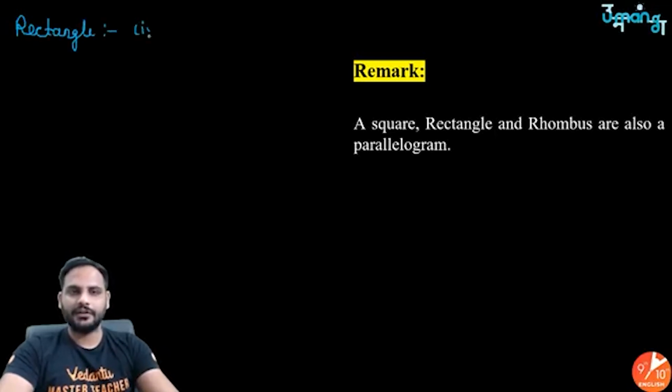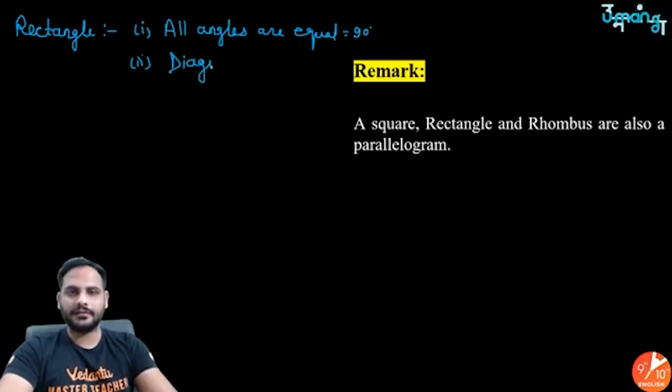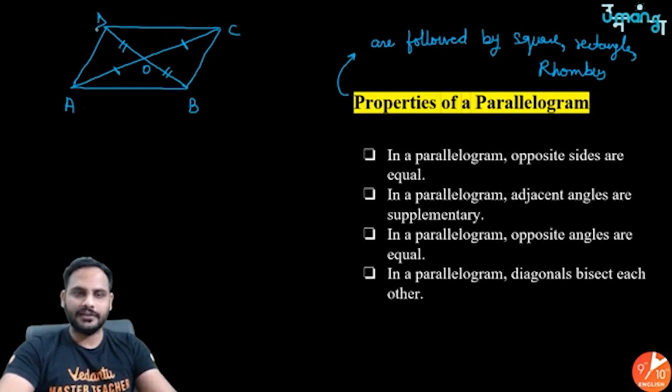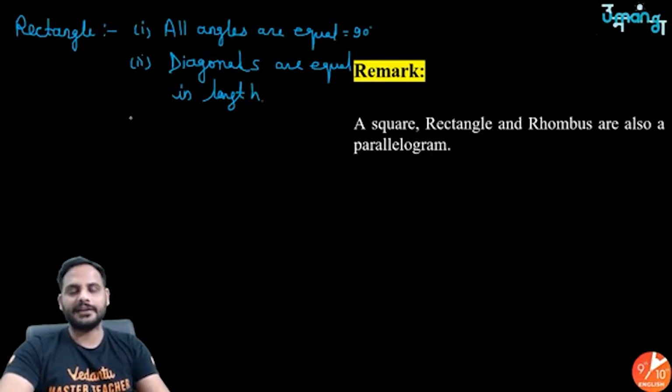First thing, all angles are equal, because all angles are equal to 90 degrees. Second, a very important property, diagonals are equal in length. In a parallelogram, the lengths of the diagonals are not necessarily equal. You can clearly see AC is looking greater than BD, right? But in a rectangle, the diagonals are equal in length. So these are the extra properties.